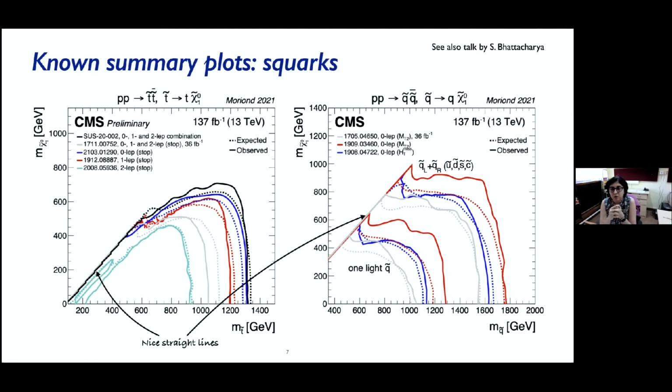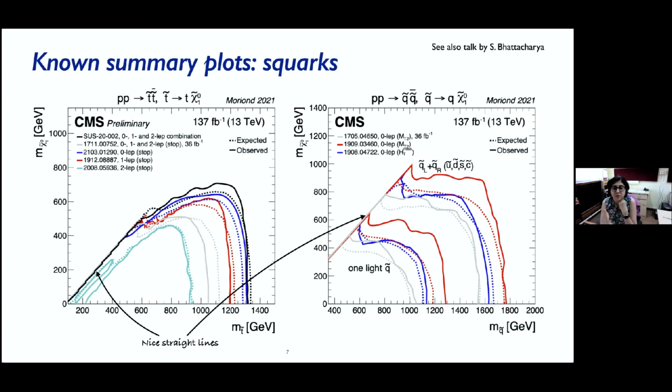Then we can go to squarks and stops, and we had a very detailed talk about stops just now. So again, you have limits of the order of say 1.3 TeV for the stop and 1.8 TeV for the squarks.